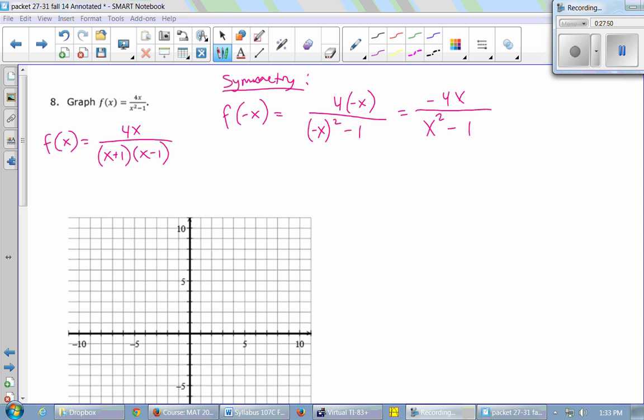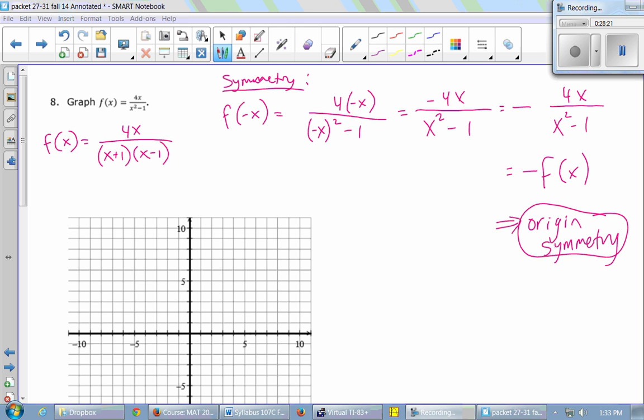Because you can put a negative sign anywhere you want in a fraction: numerator, denominator, or out front. So this is the same thing as negative 4x over x squared minus 1. That is exactly the opposite of what I started with. This is negative f of x. So what kind of symmetry does that indicate? Origin or odd, right? Okay, so that helps. So I only have to figure out what half the graph looks like, and then I'll know what the rest of it looks like.